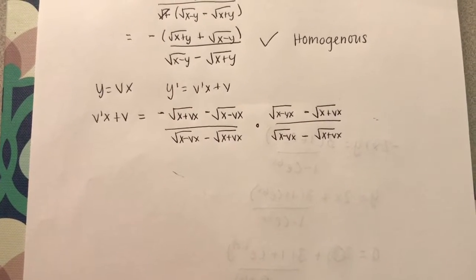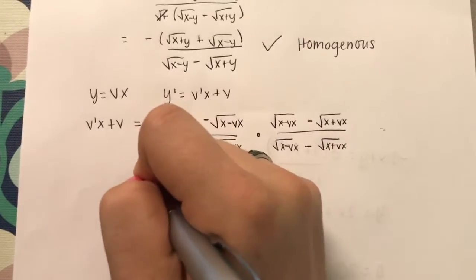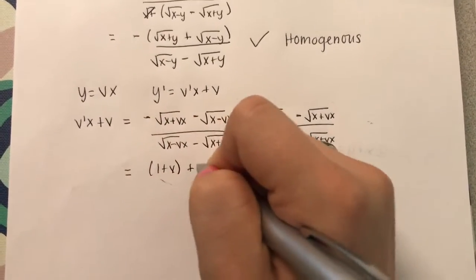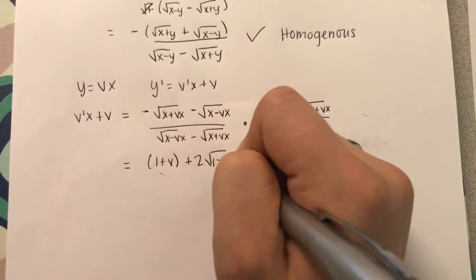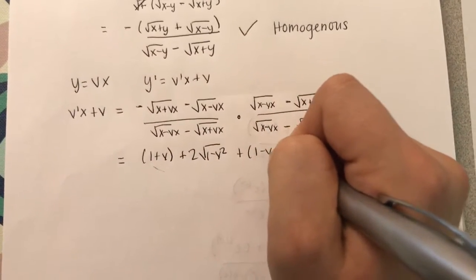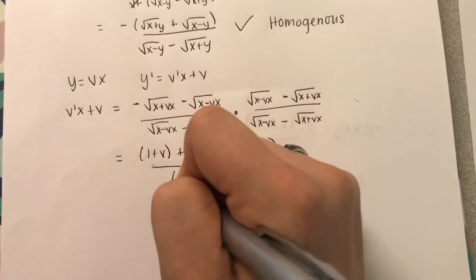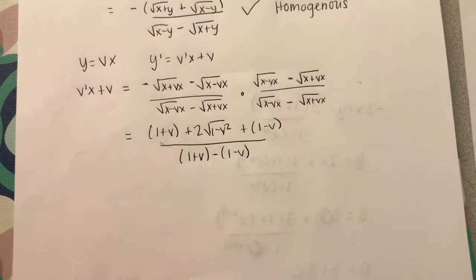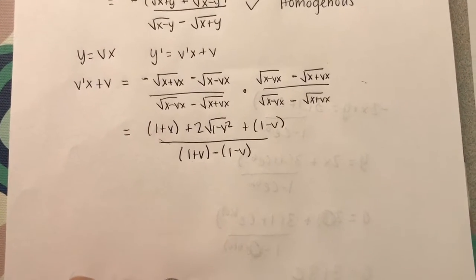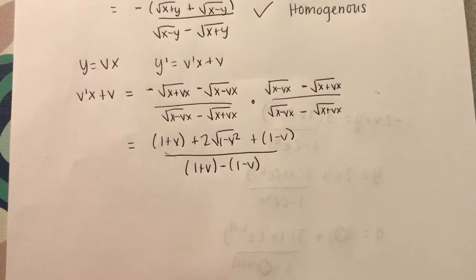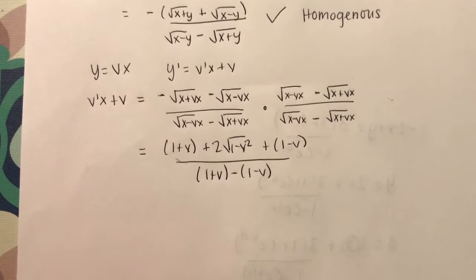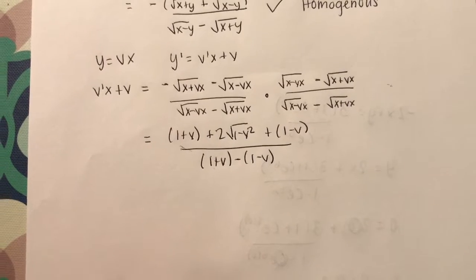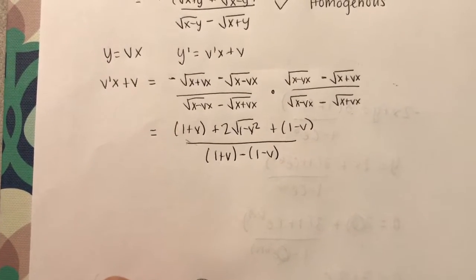So from here, I'm going to simplify that right side. And what I get when I simplify is 1 plus v plus 2 square root of 1 minus v squared plus 1 minus v, over 1 plus v minus 1 minus v. Now in that step I also simplified out all my x's. Since I do have an x in every term, those are eventually going to simplify, so I just went ahead and canceled them all out so that the problem looks a little bit more manageable.